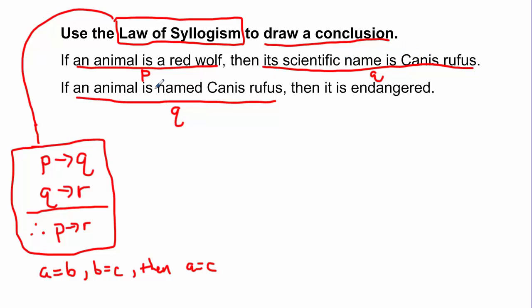So I'm taking this conclusion, and now it became my hypothesis in this conditional statement. So if an animal is named Canis rufus, then it's endangered. If I look here, this is endangered, and it's not the same thing. It's not mentioned in this hypothesis, it's not mentioned in this conclusion, right? Since it's not either P or Q, then it has to be a new letter. So I'll call it R.